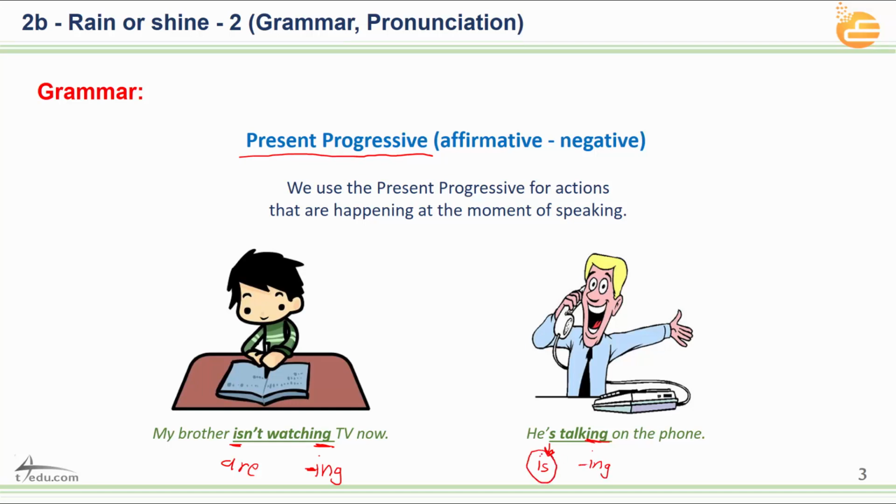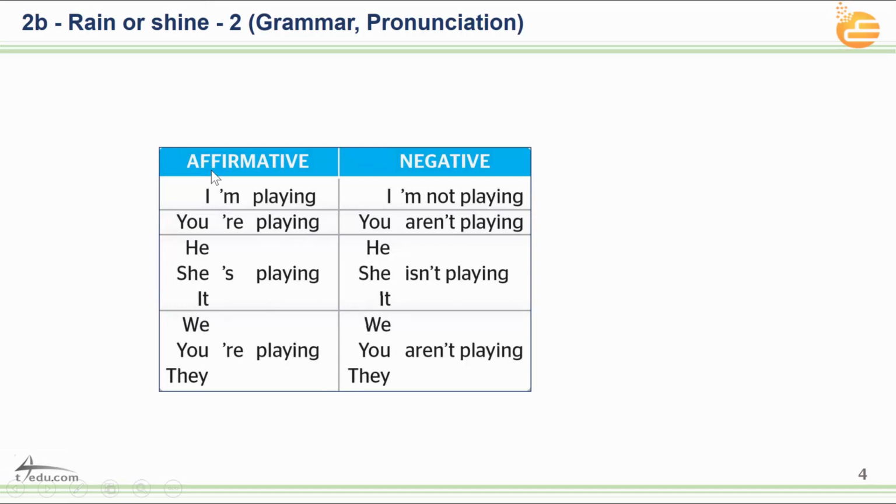Okay. So we said is if it's singular, are if it's plural, and with I we use am, if I'm talking about myself. Very nice. Let's take more examples just to understand. So, those are affirmative examples and those are negative sentences. Let's see the affirmative. I am playing. So, this is ing. Can you see the ing? It is play, with ing, playing. You are or you're playing. He is or he's playing. She's playing. It's playing. We are or we're playing. You are or you're playing. They're playing.